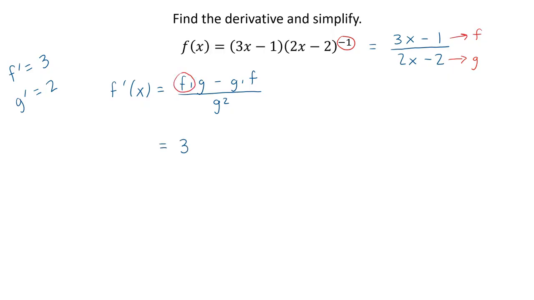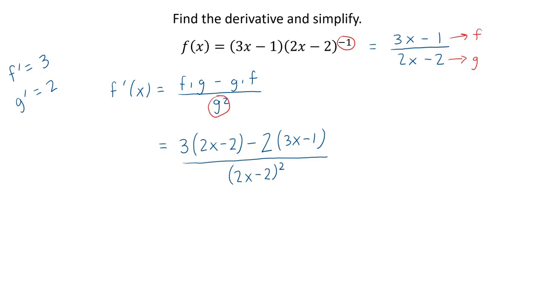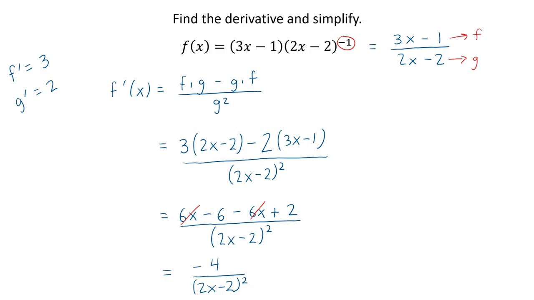f prime is 3, and we multiply that times g, which is 2x minus 2. And we subtract from that g prime times f. g prime is 2, and f is 3x minus 1, and that's all over g squared. Now let's simplify the numerator. Distributing and removing parentheses in the numerator gives us 6x minus 6 minus 6x plus 2, and 6x minus 6x subtracts out, and negative 6 plus 2 leaves us with negative 4.